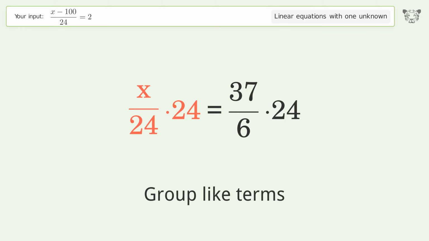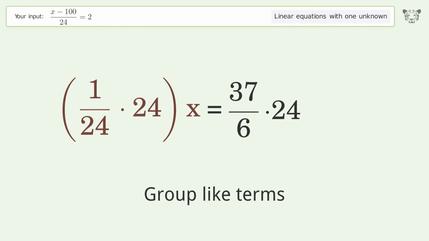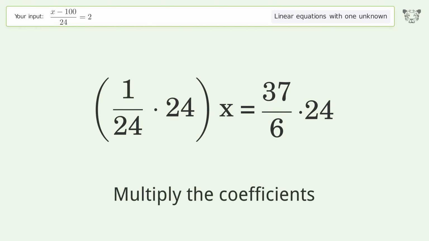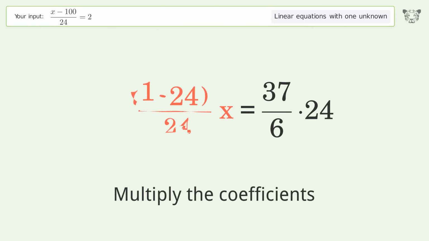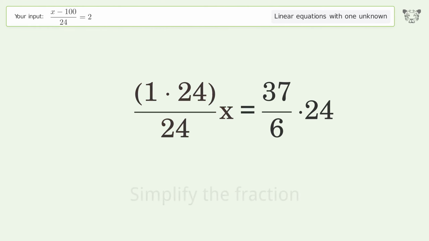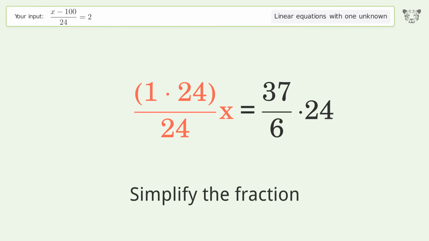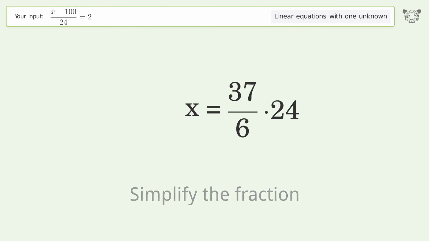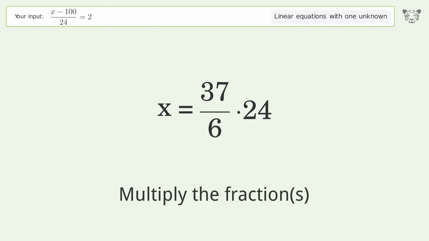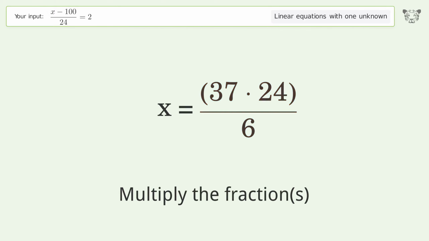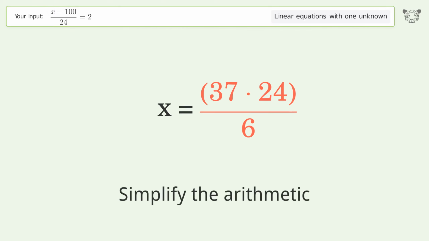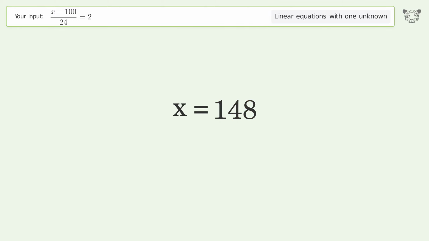Group like terms. Multiply the coefficients. Simplify the fraction. Multiply the fractions. Simplify the arithmetic. And so the final result is x equals 148.